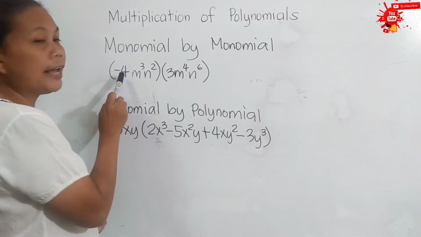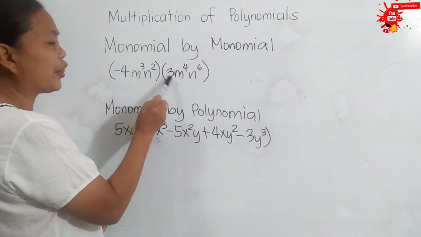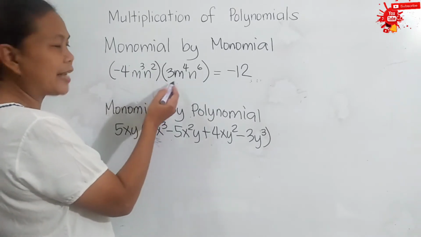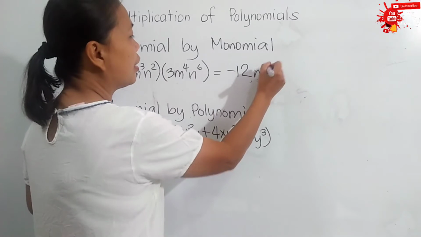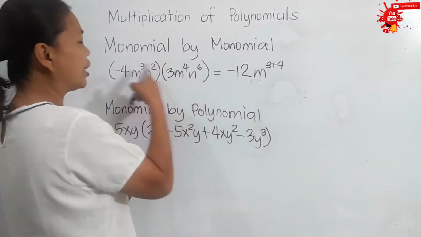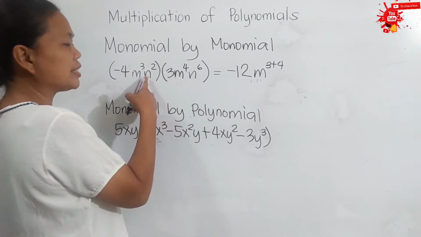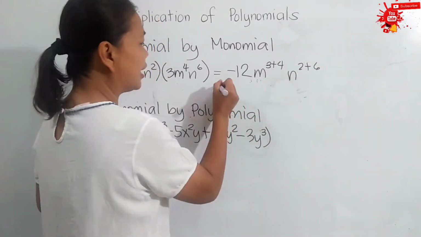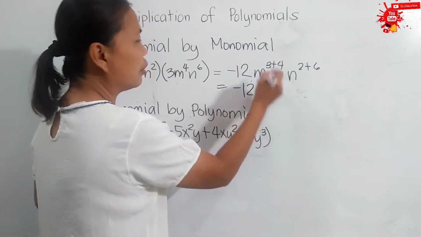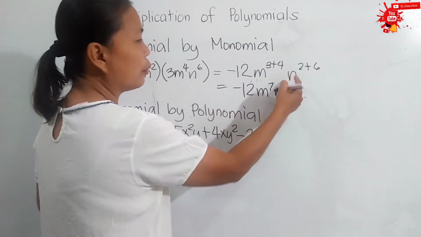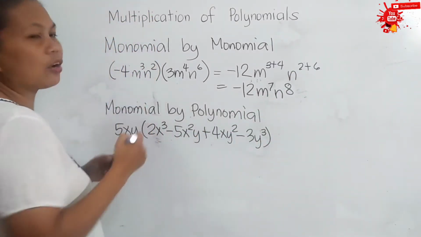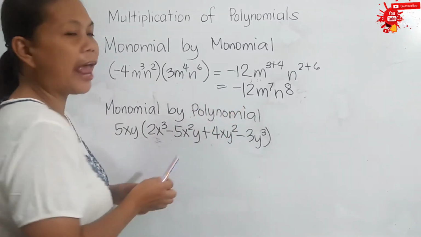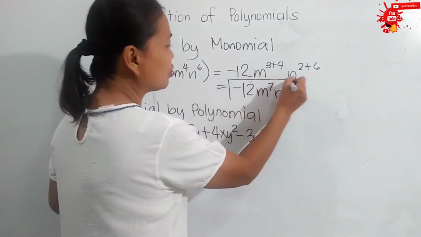First, we need to multiply the numerical coefficients, which are negative 4 and 3. Negative 4 times 3 is equal to negative 12. Then we have the same base, which is m, so we will have m raised to 3 plus 4. Then we also have the same base n, n squared times n raised to 6, so we will have n raised to 2 plus 6. Let us simplify: negative 12, m raised to 3 plus 4 is 7, and n raised to 2 plus 6 is 8. So the product of negative 4m cubed n squared times 3m to the 4th n to the 6 is equal to negative 12m raised to 7 n raised to 8.